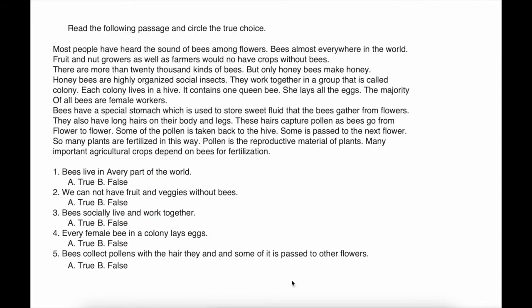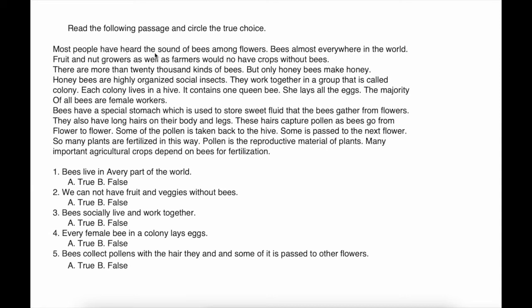Now we have a reading passage about bees. Let's go and read this passage and then try to answer the questions. But if you want, you can pause the video and then read it first using your dictionary. That would be better for you to understand the reading passage better.